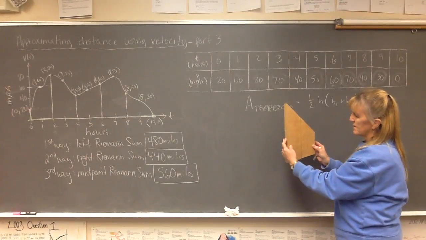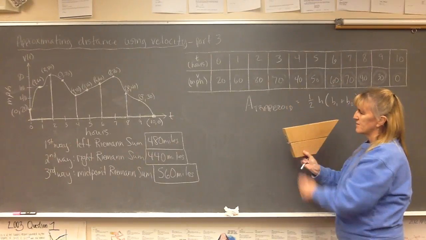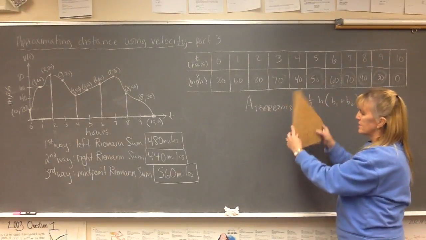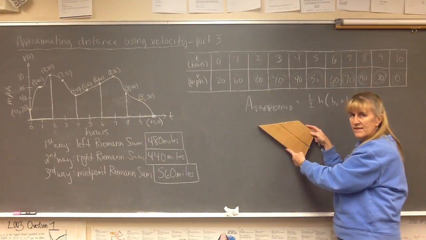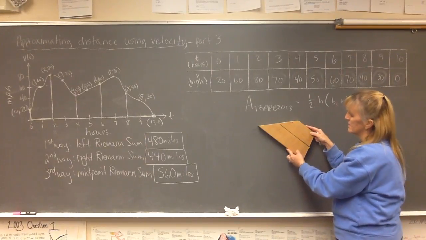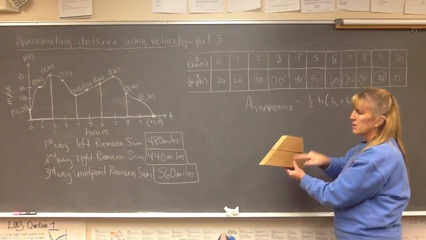But I can turn it like this, and it's still a trapezoid. I can turn it like this, it's still a trapezoid. I can make it go diagonally, and it's still a trapezoid, as long as 2 out of the 4 sides are parallel, and the other 2 are not. The 2 sides that are parallel are called the bases.